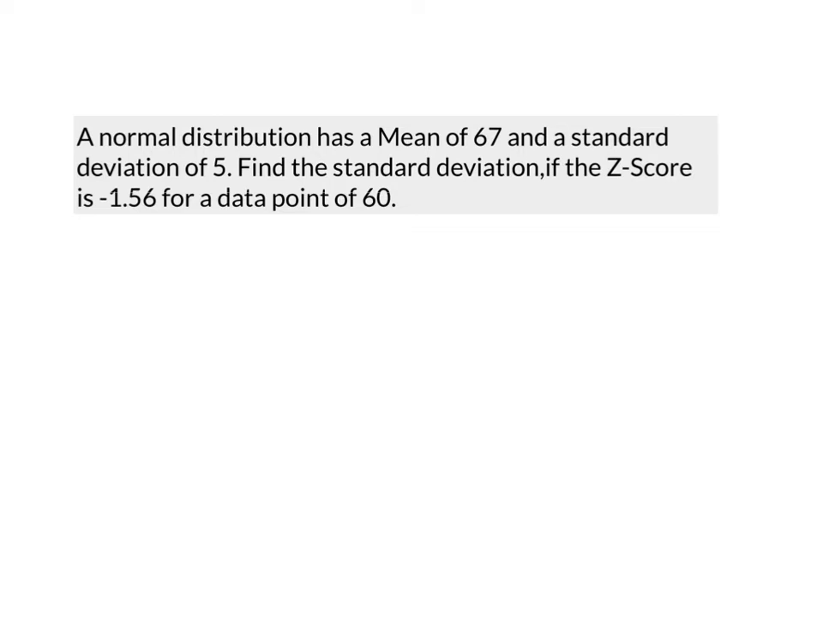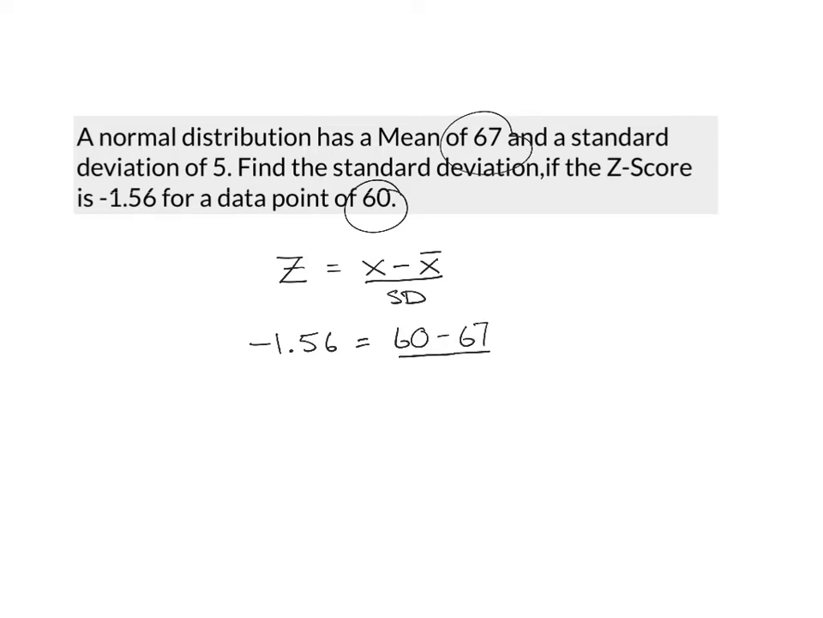Third question, normal distribution with a mean of 67. So again, we've got the same formula. The z-score is negative 1.56 here. And we've got to find the data point, which is 60, that's there, since the mean is 67, and we've got to find the standard deviation.